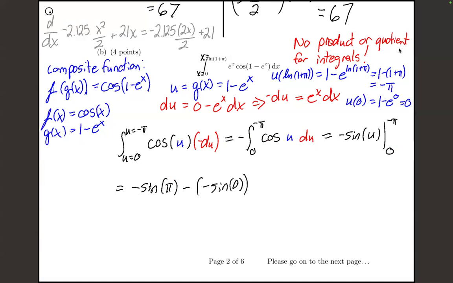These are basic trig identities that we need to know. In fact, we know that sine of pi is going to be 0. So this is minus 0, and this is minus negative, and then sine of 0 is also 0, right? So we're essentially subtracting 0 and adding 0. It doesn't matter. The answer equals 0. So we took this very complicated looking definite integral, and we realized that it does equal 0 overall, which is very nice.